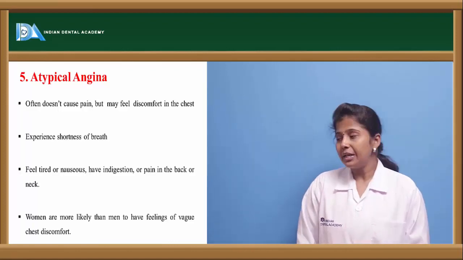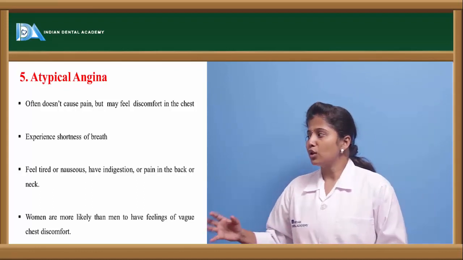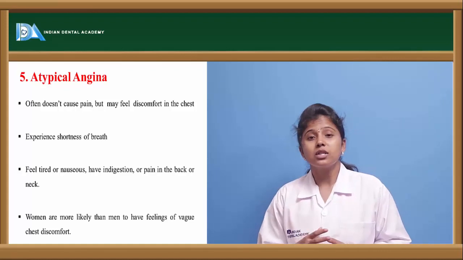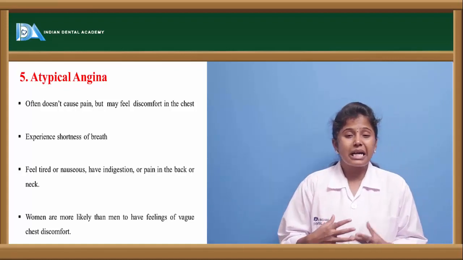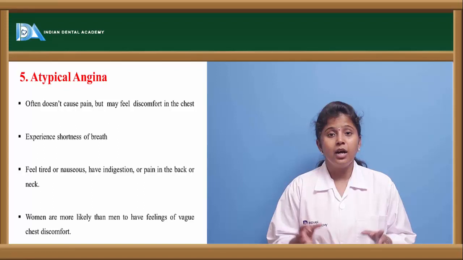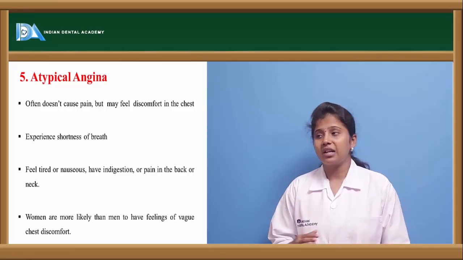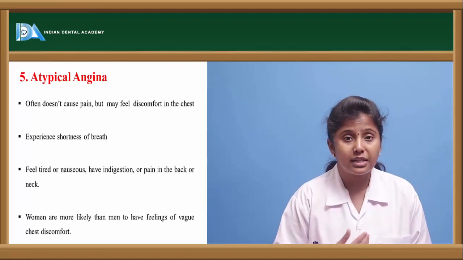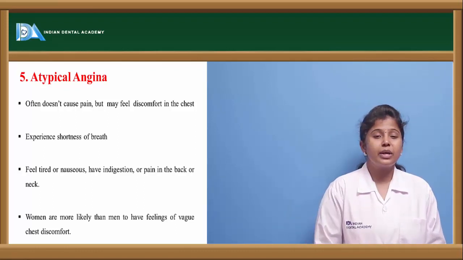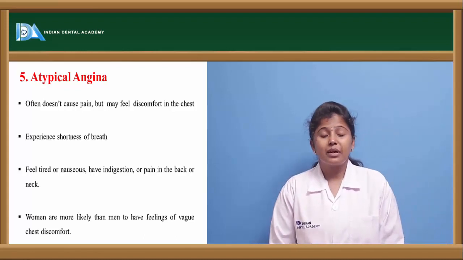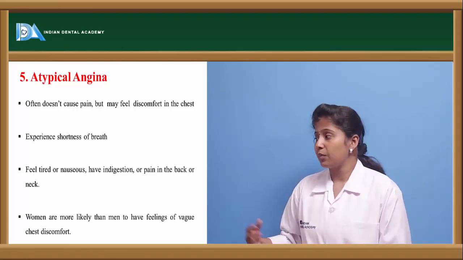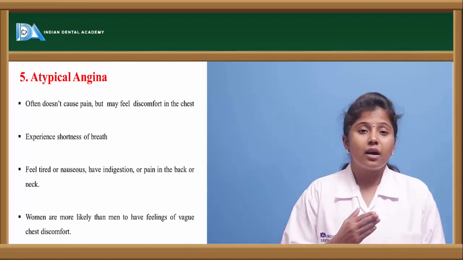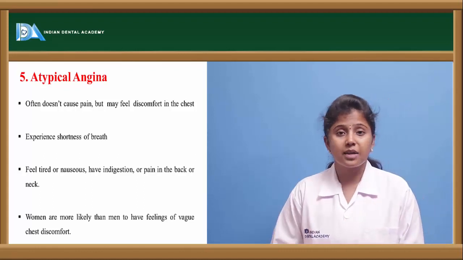Atypical angina is a type of angina which does not cause chest pain, but it causes some sort of discomfort. The person will not feel comfortable. There won't be any chest pain, but there is some discomfort, and because of that the person can't breathe properly. There will be difficulty in breathing, and the person will become tired and will not have proper digestion. There will be indigestion, and women are more prone to this type of angina when compared to men.